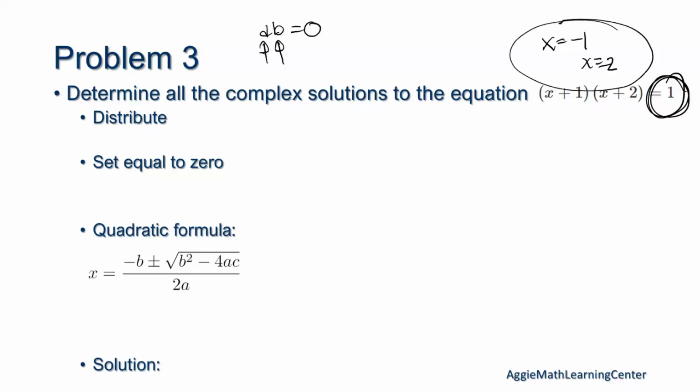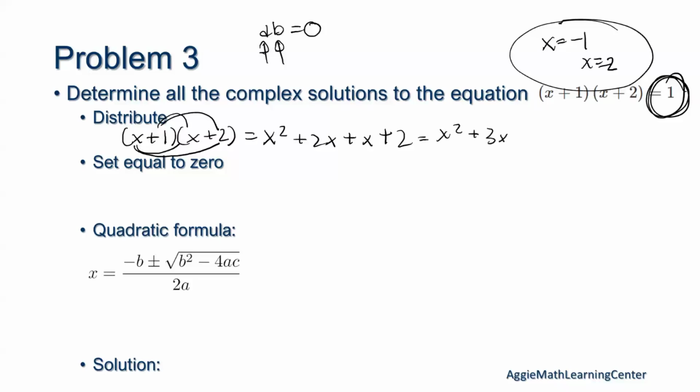So what we want to do first is distribute out our x plus 1 multiplied by x plus 2, because that's not going to tell us anything right now when it's equal to 1. So we have x times x, x squared. Then x times 2 plus 2x. Then x times 1 plus x. And then 1 times 2 plus 2. So combining like terms, x squared plus 3x plus 2, and this is going to be equal to 1.